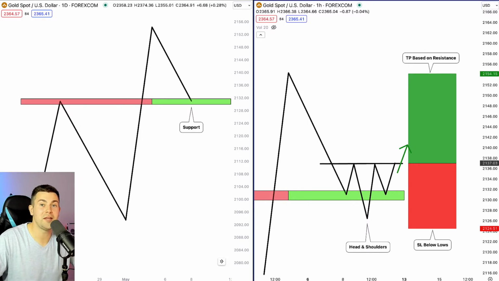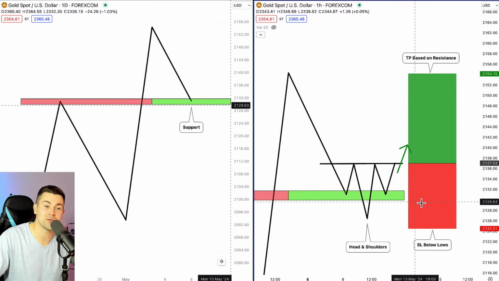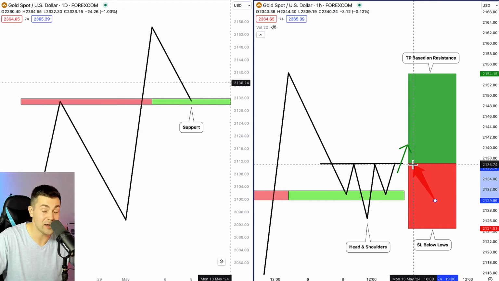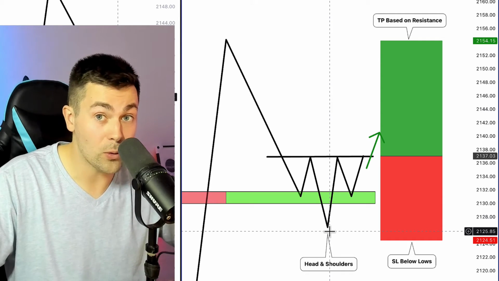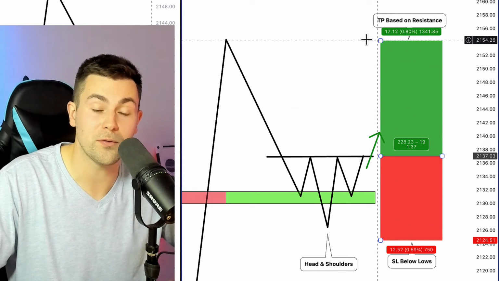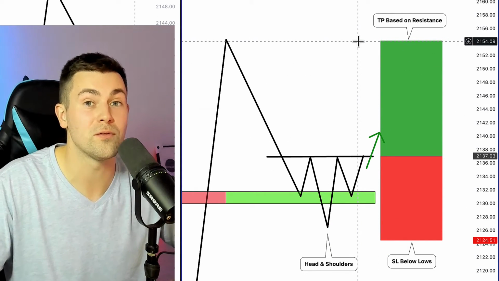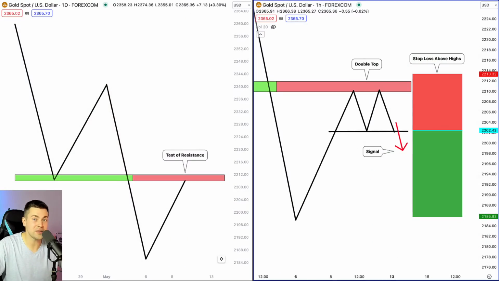After a test of a daily support and after a formation of a bullish price action pattern on an hourly time frame, and after the breakout of its neckline or a trend line, open a long position on a retest of a broken neckline or the trend line. Your stop loss will lie below the lows of the pattern and your take profit will be based on the closest 4-hour structure resistance.